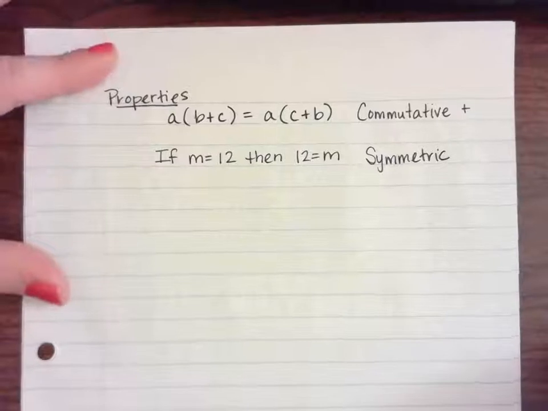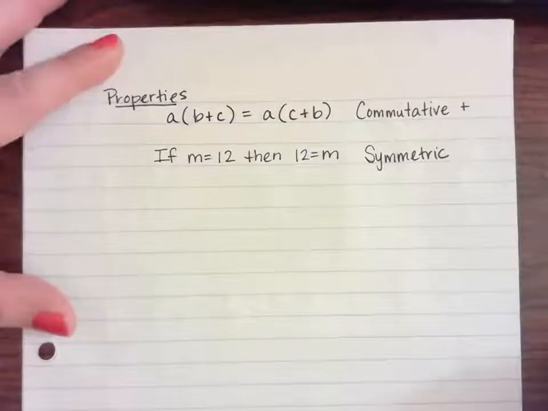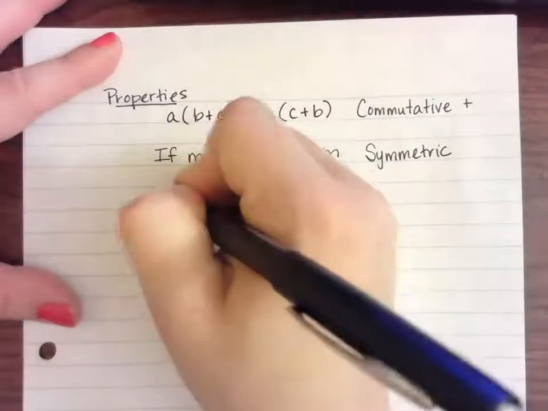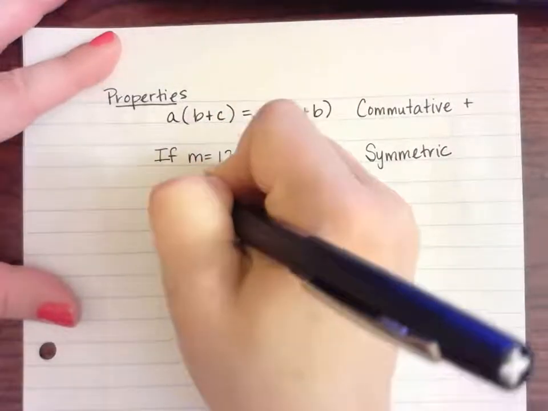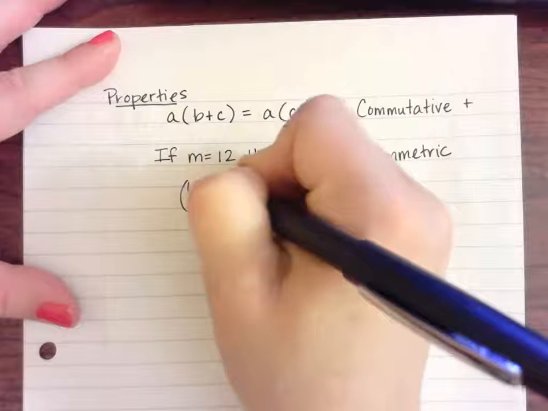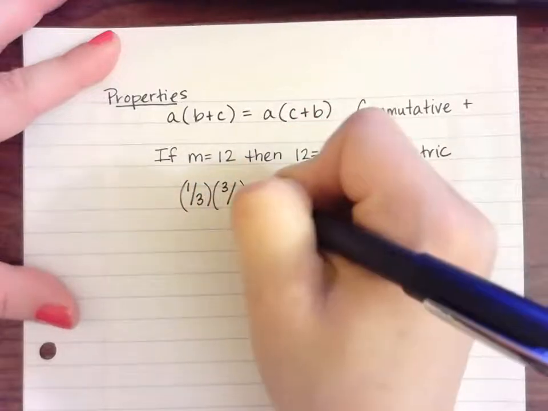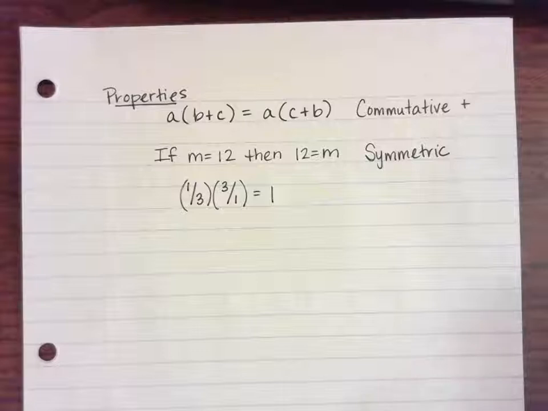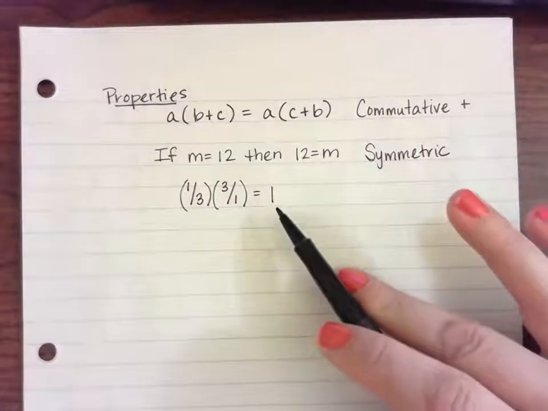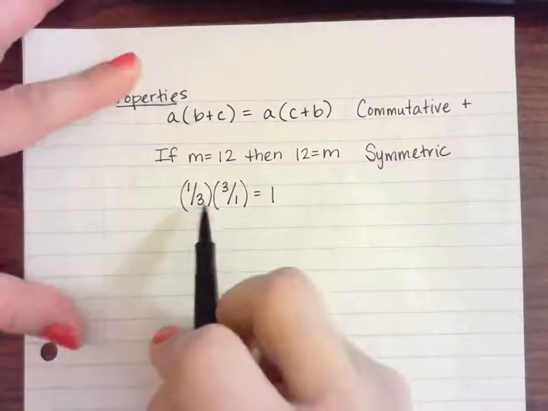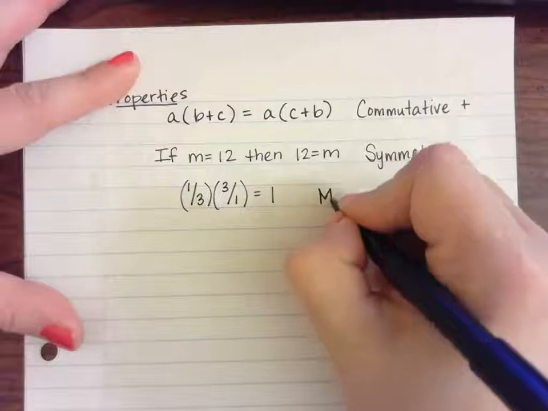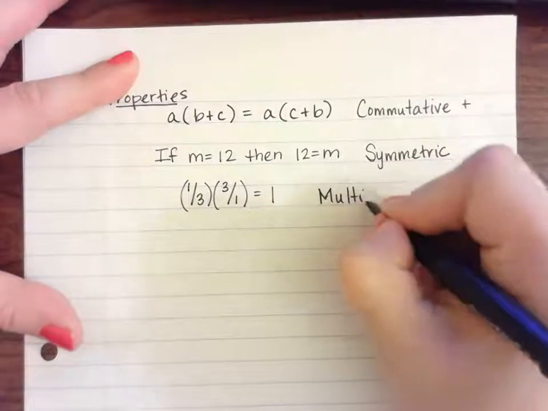The last one of properties that I noticed that we need to work on a little bit is something that would look like this. This one, some people said was the identity property for multiplication because they saw that 1 right there. But actually, since we're multiplying by the reciprocal, this is the multiplicative inverse.